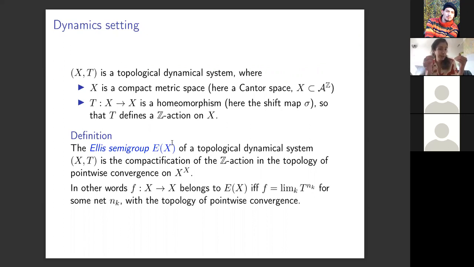So elements of my Ellis semigroup are going to be functions from X to X. And the way you want to think of them is that you can reach such functions by taking limits of the shift map or the transformation T along some subsequence or some net. And topology of pointwise convergence, all that means is that F is the limit of T to the n_k if and only if for every point X in your space, F of X is the limit of T to the n_k of X.